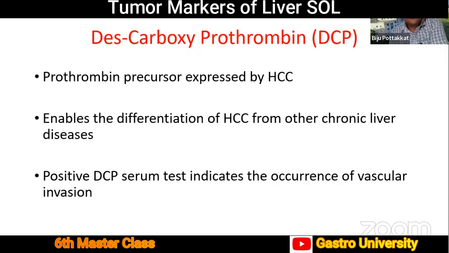Okay. The most important thing you have to remember is that if it is showing a high value, even in the presence of a negative AFP, this is positive. We have to consider it as a positive for a malignancy. It indicates occurrence of this.